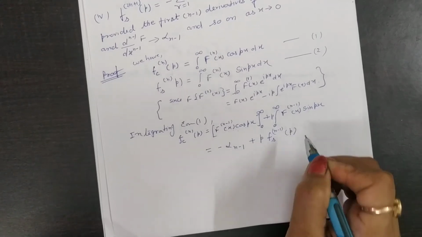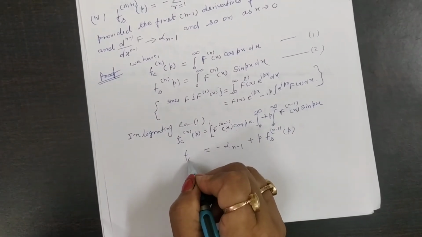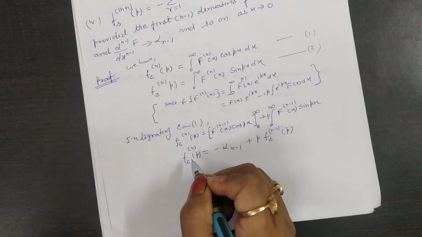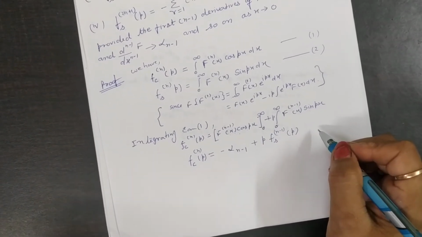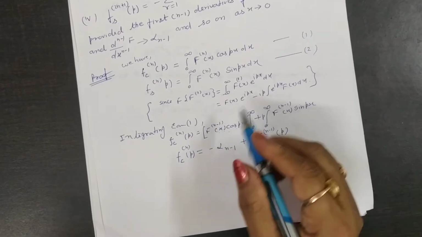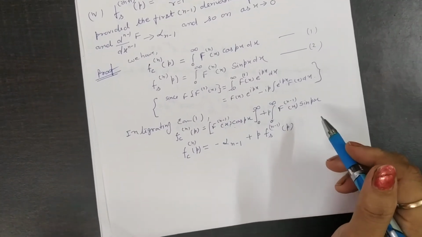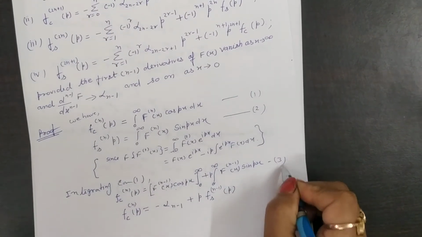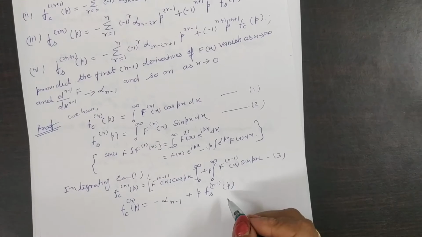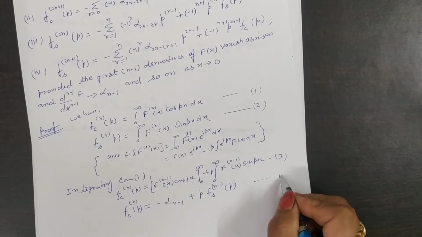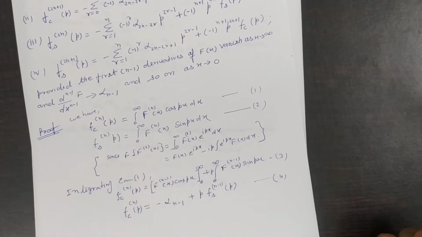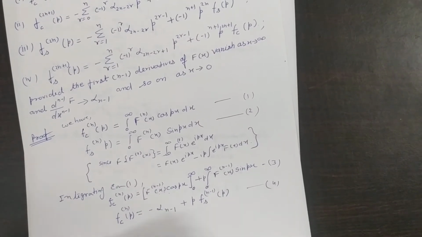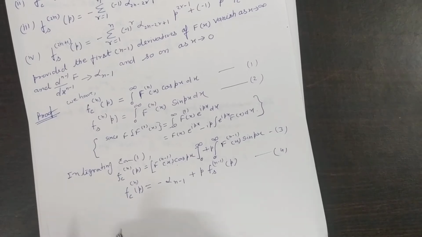Fourier transform sine, yes, clear? Now let us, if this is the first equation, and integrating this gives the third equation, then this equation can be written as the fourth equation. Yes, clear? Now this implies that F_c is equal to... Now also integrating equation number 2.